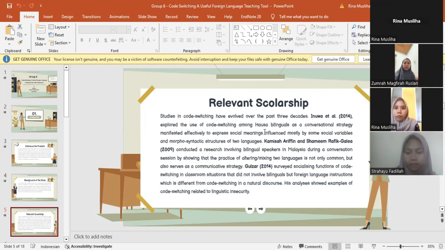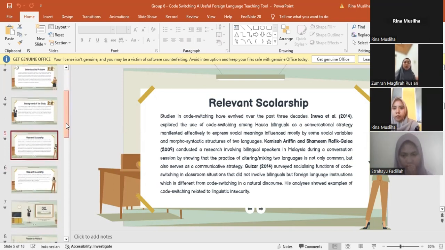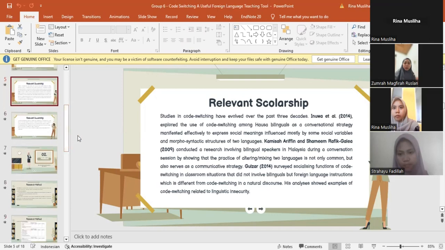So the next part is about relevant scholarship. Studies in code switching have revealed over the past 3 decades. Here, I included 3 people who have studies about code switching. The first one is Inua in 2014. They studied the use of code switching among bilinguals as a conversational strategy manifested effectively to express social meanings, influenced mostly by some social variables and the morphosyntactic structure of the 2 languages.